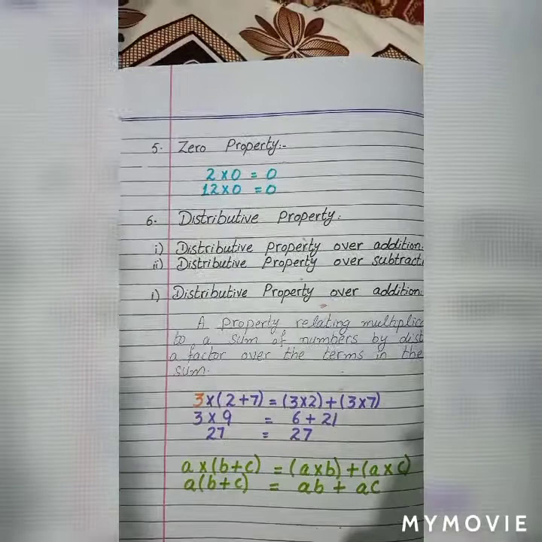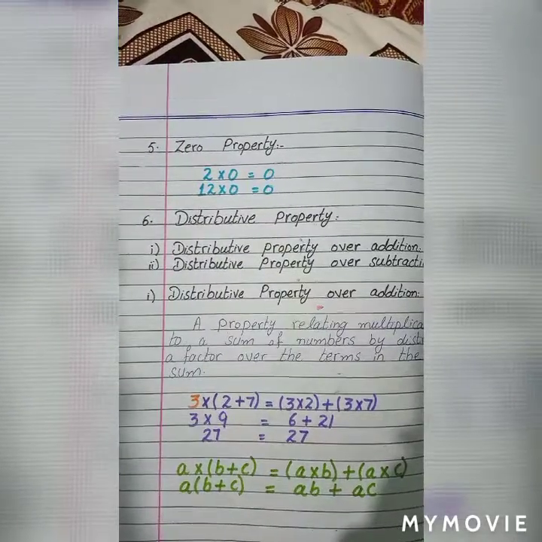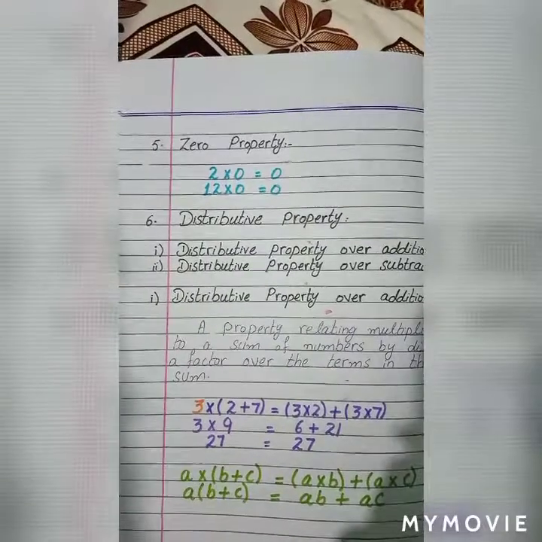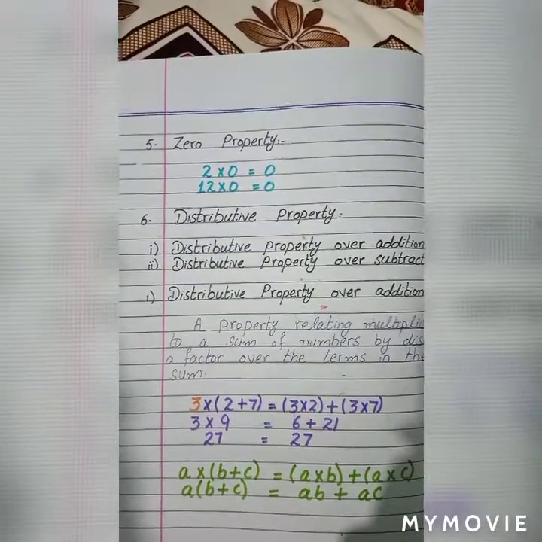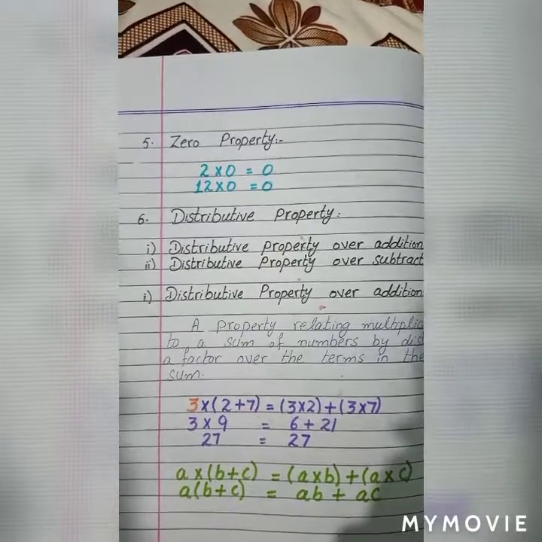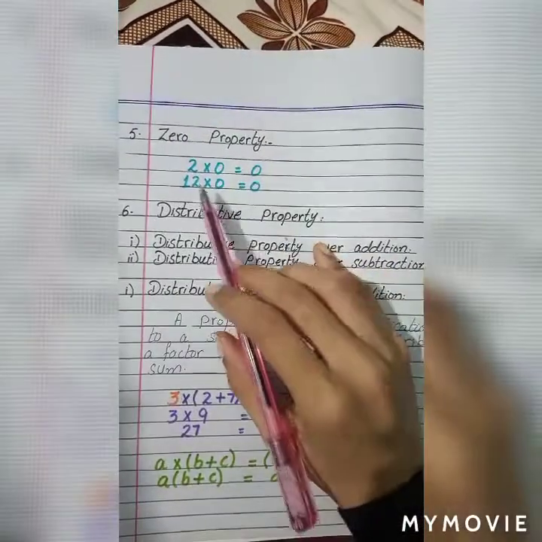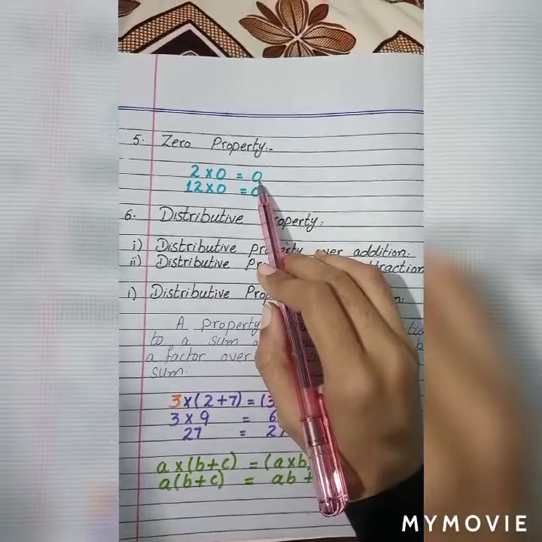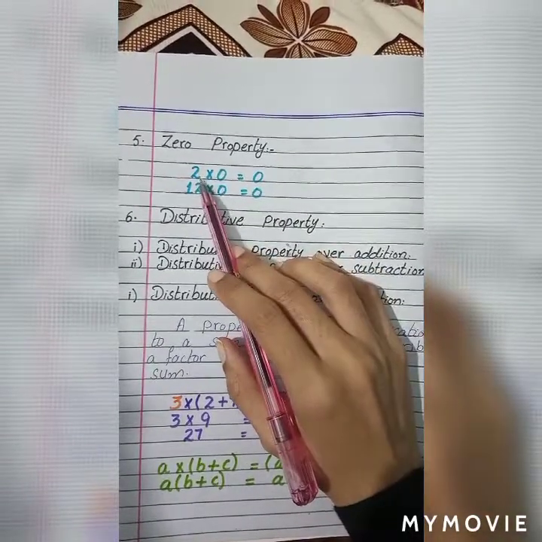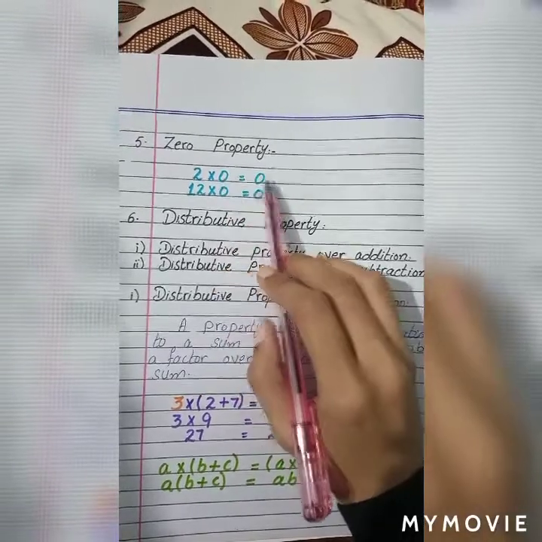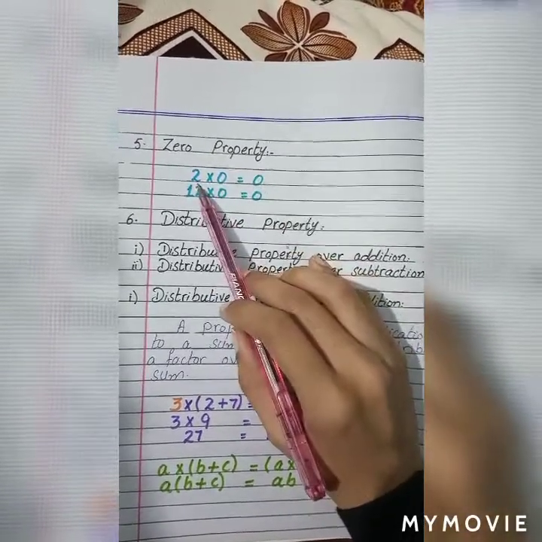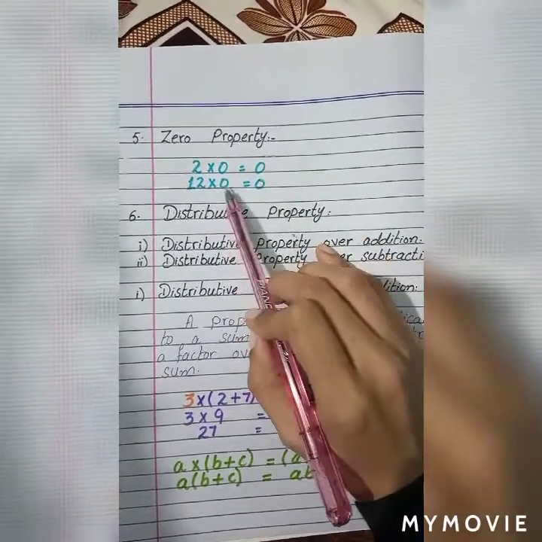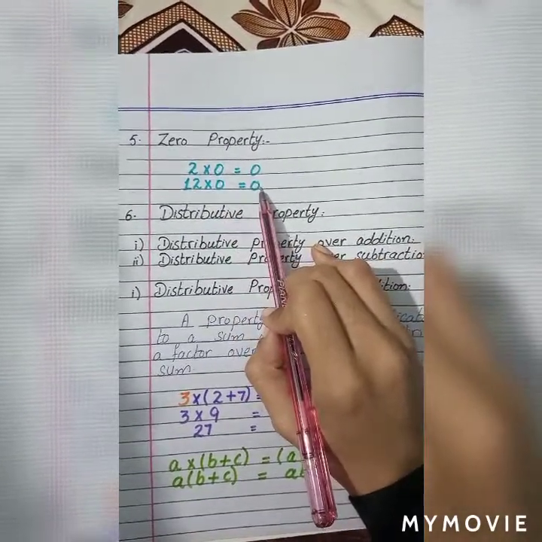And the fifth property is the zero property of multiplication, or we can say the multiplicative property of 0. When we multiply any whole number by 0, we get 0. 2 multiplied by 0 is equal to 0. 12 multiplied by 0 is equal to 0.